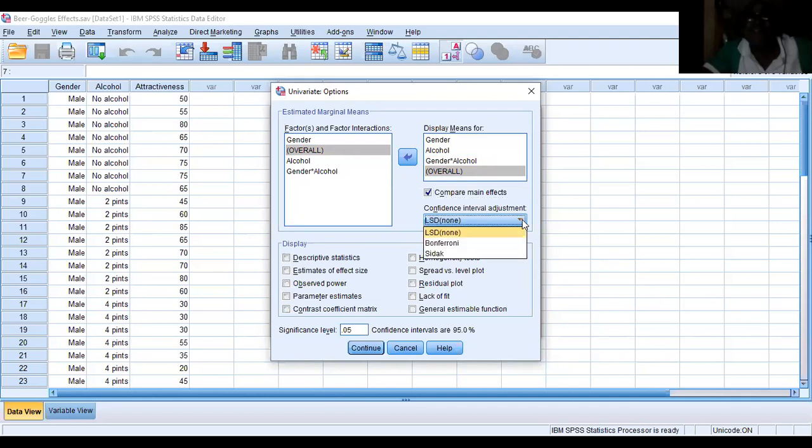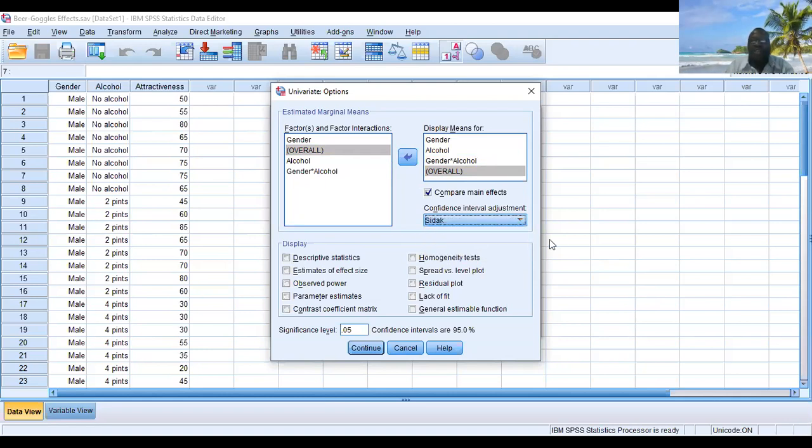This is where you can do it. You can click on LSD. Where I was coming to is that you can actually even do the contrast, the post hoc, under options. The other one, you can click on descriptive.